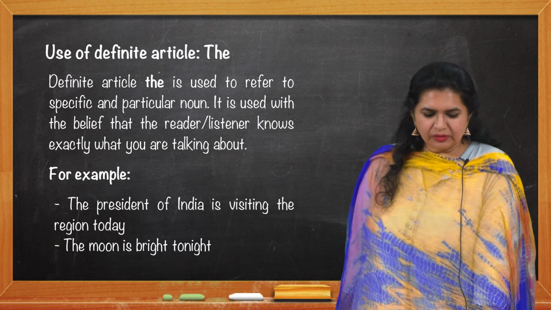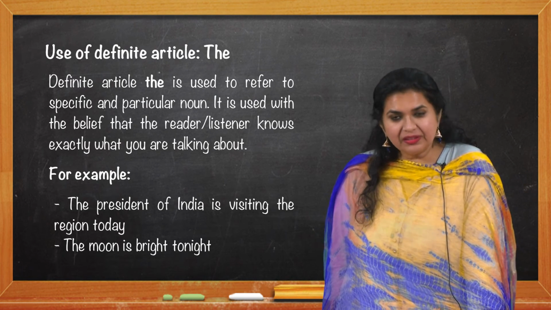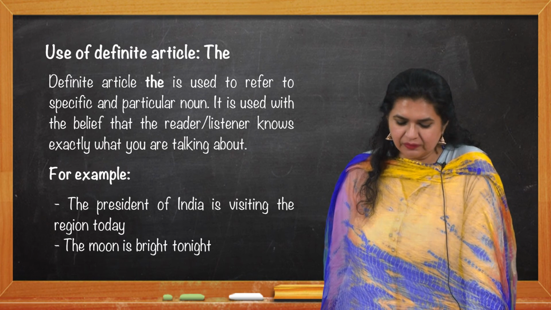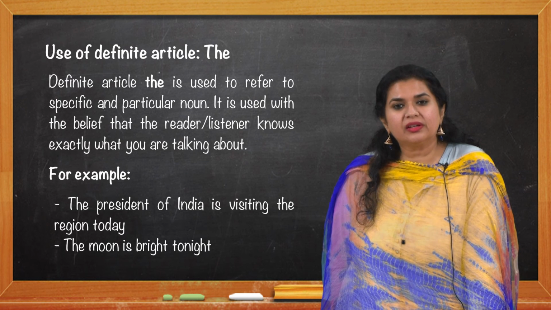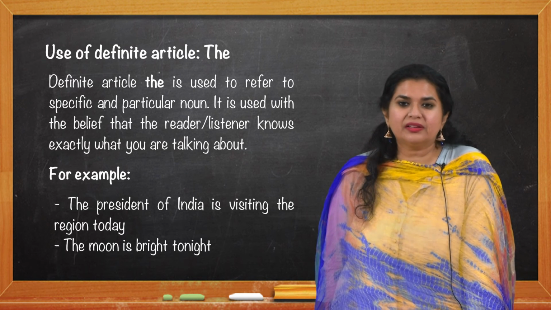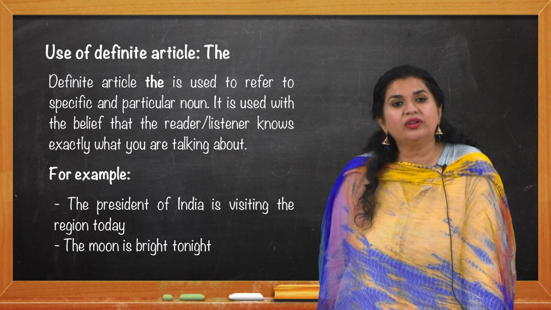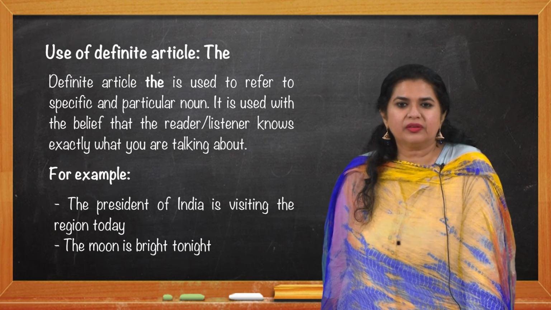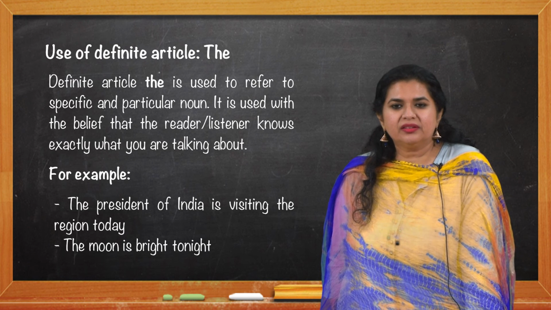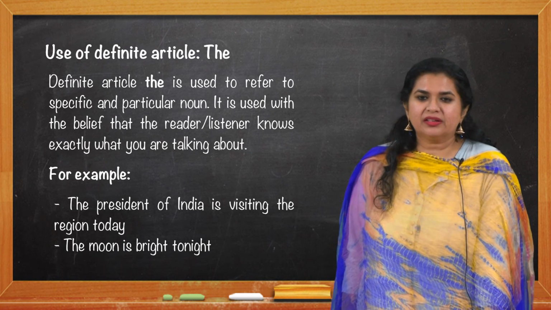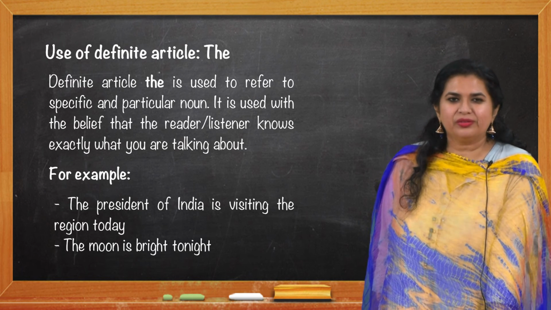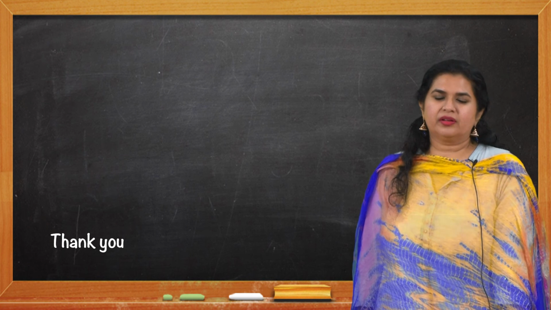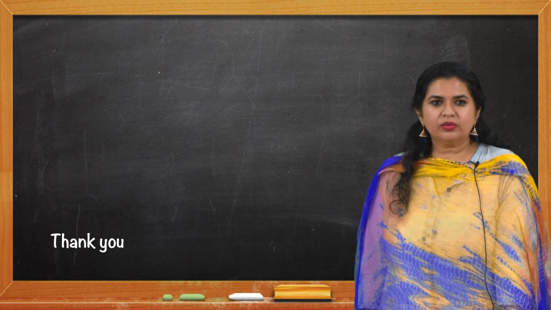And let us move on to look at the use of definite article, that is the. Definite article the is used to refer to specific and particular noun. It is used with the belief that the reader or listener knows exactly what we are talking about. For example, the President of India is visiting the region today. The moon is bright tonight. We are going to do more of the definite article soon in our next class.